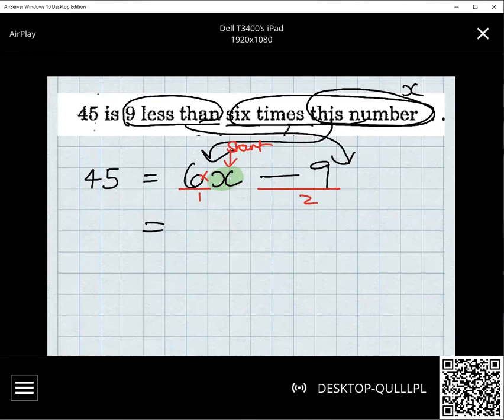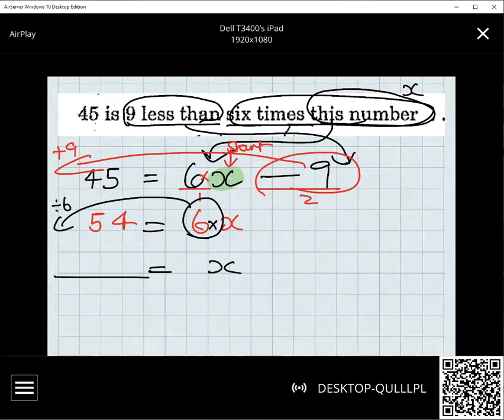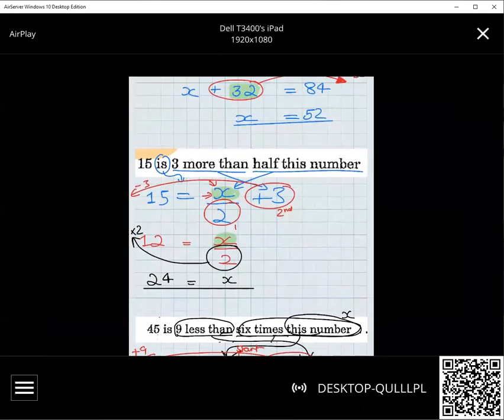Because you did your first part, now you have to do your second part. Yeah, because you have to identify the actions. You move the minus 9 first because it's the last action. It has to be moved first. So what's opposite of minus 9? Add 9. What's 45 add 9? 54. What do we do next? You grab the 6 times and then you move it to the 54. So you have to do 54 divided by 6, which is 9. And then x is 9. Fantastic, lovely.